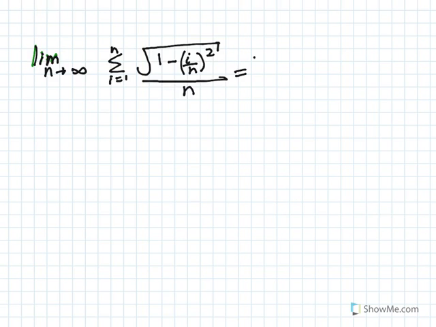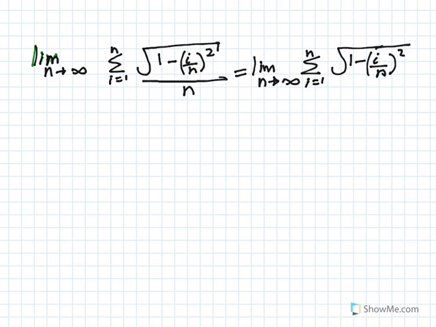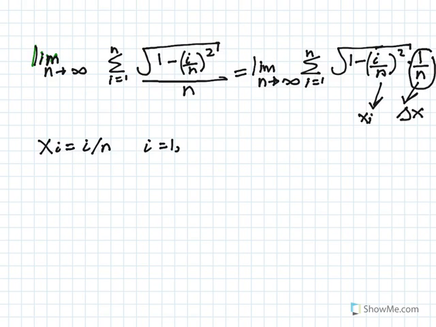Let's simplify a bit further. Limit as n goes to infinity, summation i goes from 1 to n, root of 1 minus i over n all squared, times 1 over n. And this is in fact delta x right here. So we have developed delta x. And this part here is f of xi. So let's start with xi is equal to i over n, where i goes from 1 all the way to n.